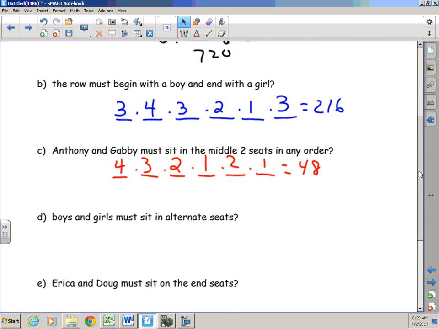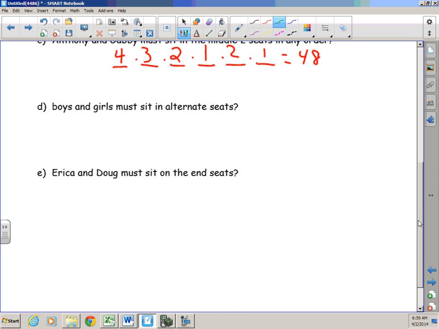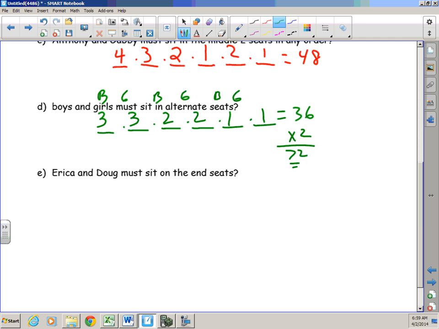Now, boys and girls must sit in alternate seats. I can have, let's say, boys, girls, boys, girls, boys, girls. That multiplies to 36. So that was a boy, girl, boy, girl, boy, girl arrangement. I can flip that to girl, boy, girl, boy, girl, boy, which means that'll be another 36. So there's 72 possible ways for that one.